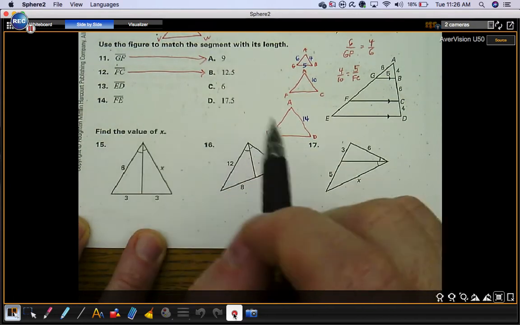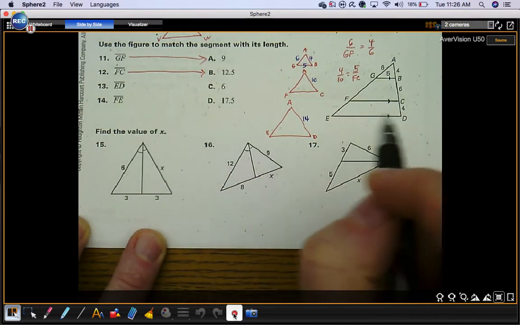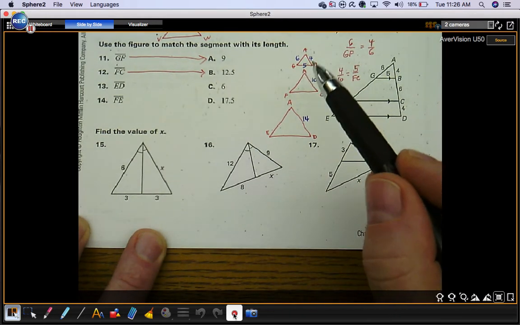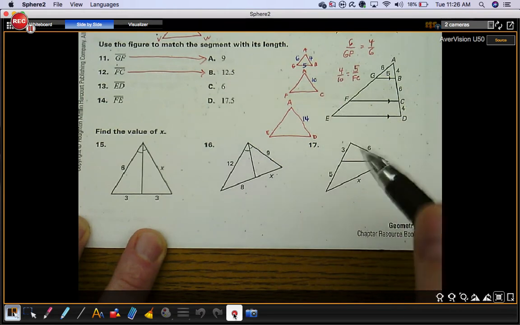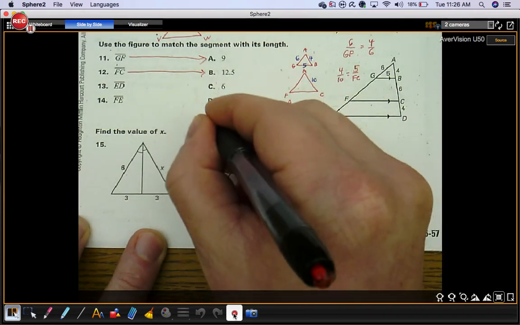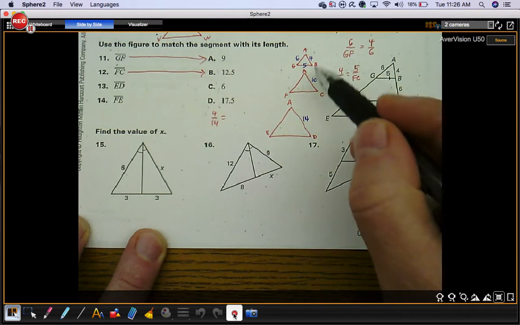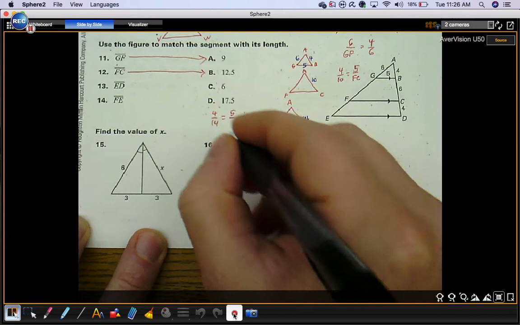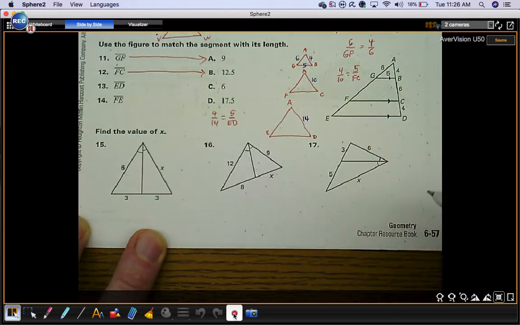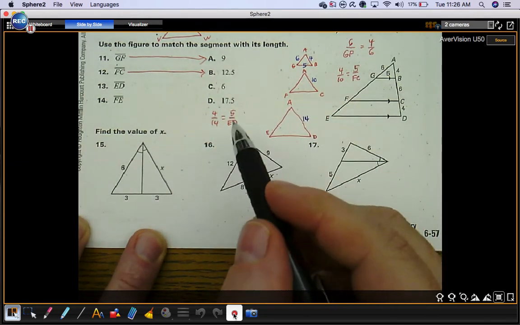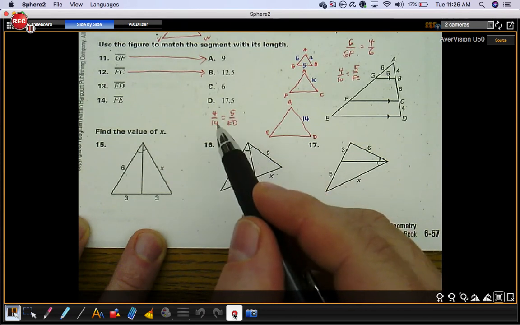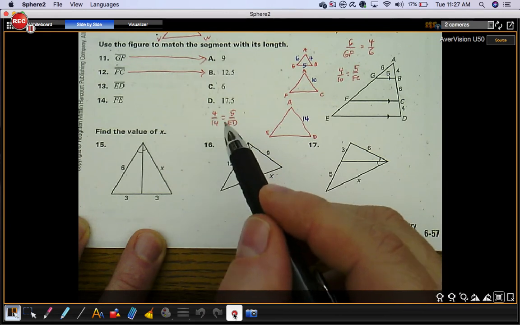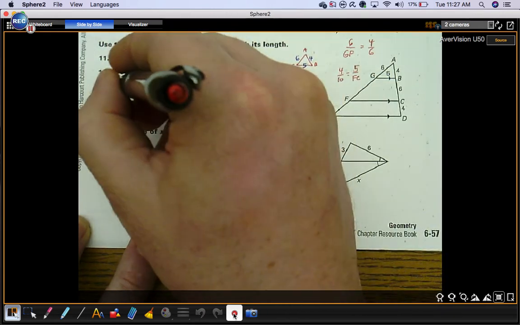Let's find the distance from E to D. That's the bottom of the big triangle. So again, we'll compare that to the small triangle since we know all the sides. 4 to 14. I'll come down here, I guess. That compares with 5 to the distance from E to D. Cross multiply. 5 times 14, that gives you 70. 70 divided by 4 gives you 17.5.